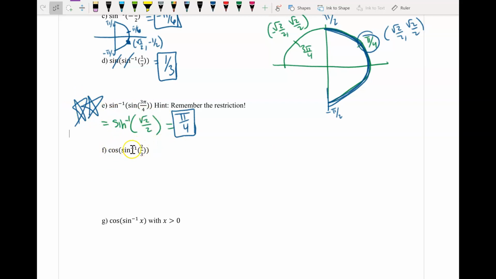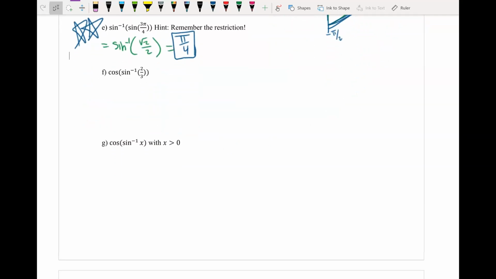All right, now here we have two other things, cosine of sine inverse of 2 over 3. So here we actually have to do a little bit of work. And so this is how we're going to do it. We've got to be very strategic about this.